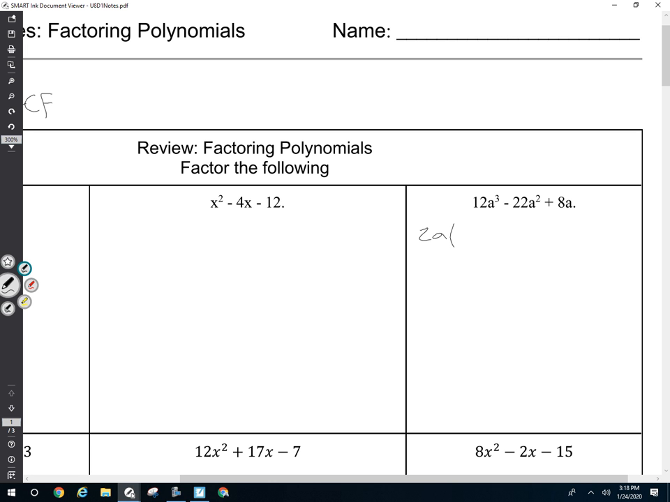Now, when we factor out, it's like dividing. You could either think about dividing, or you could think, okay, 2A times what gives me 12A cubed? 6A cubed? 6A squared. What about minus 22A squared? Is it 11A? Okay, everybody finish it off. See if we can do it.